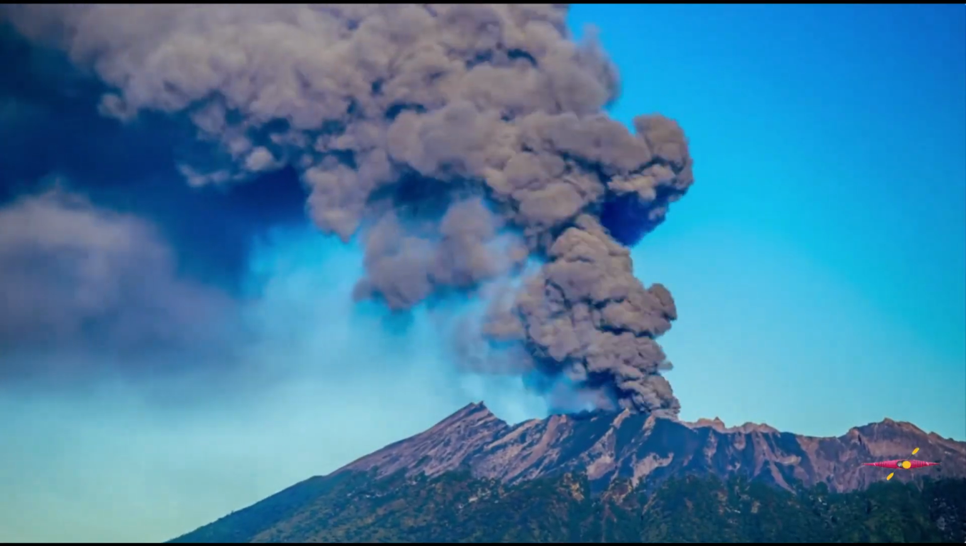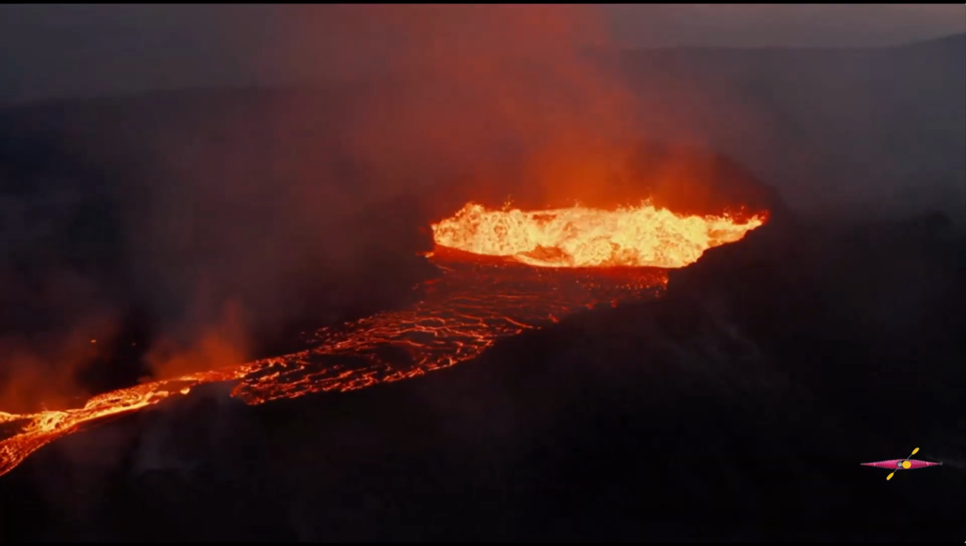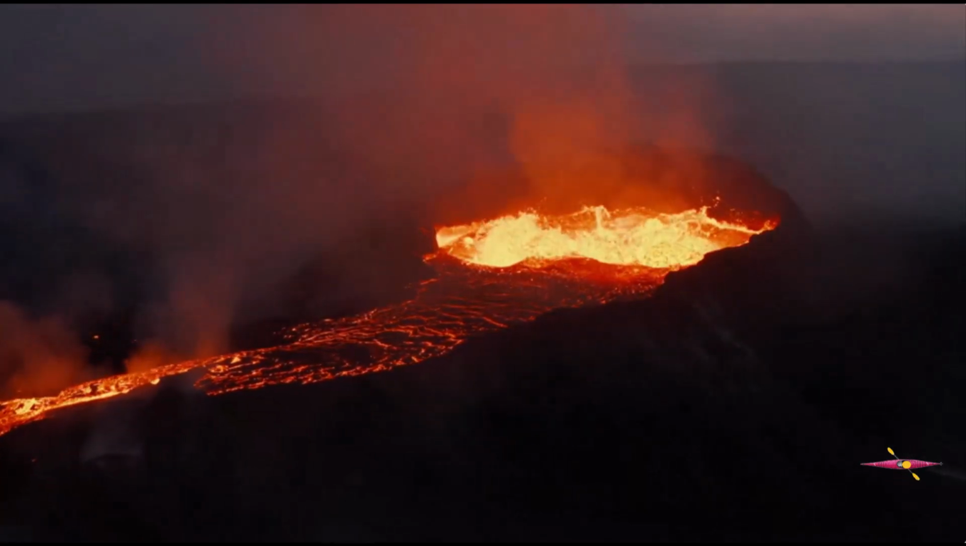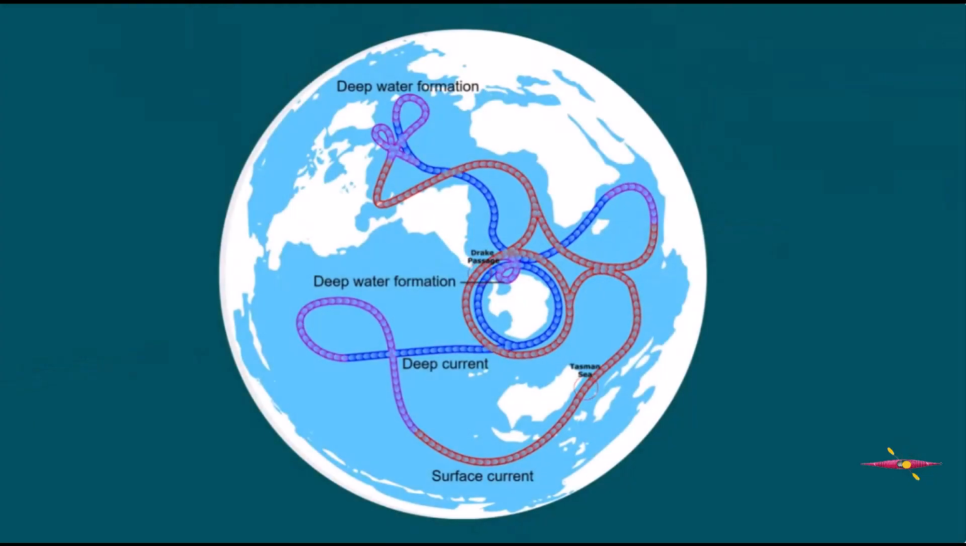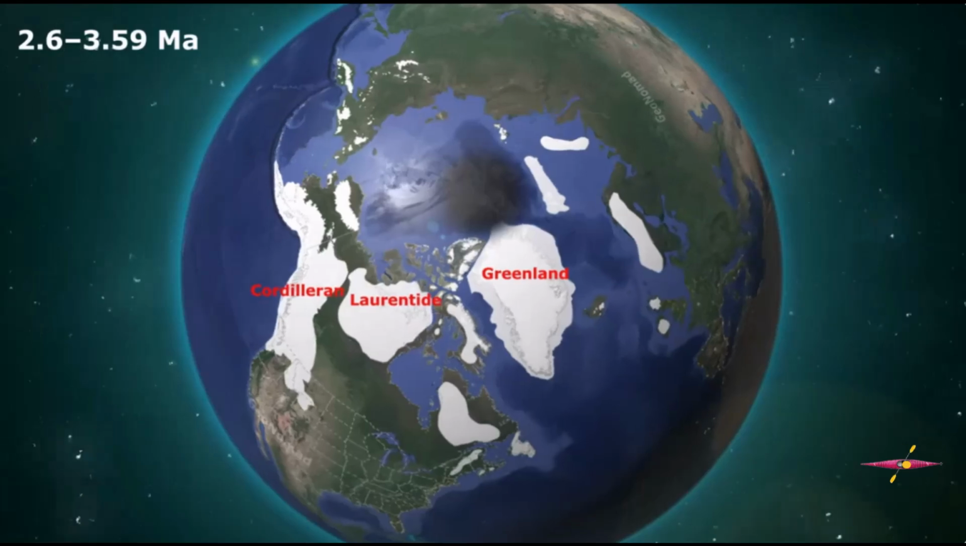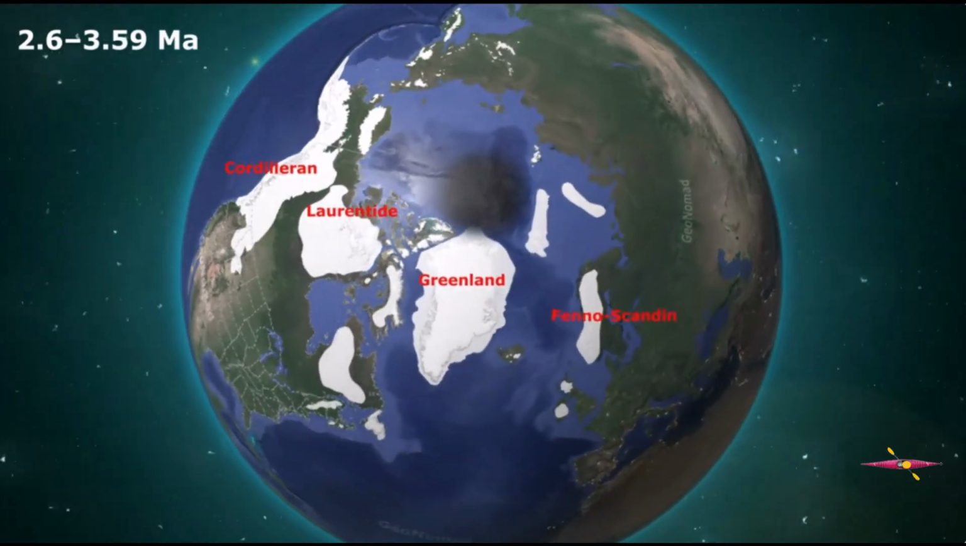Volcanic eruptions can also have short-term effects because they block sunlight, but there may be other factors that still need to be clarified. This episode introduces the Quaternary-related thermohaline circulation, which began 2.7 million years ago.